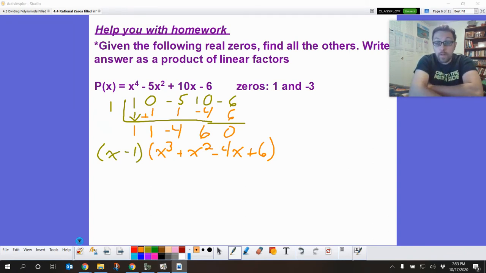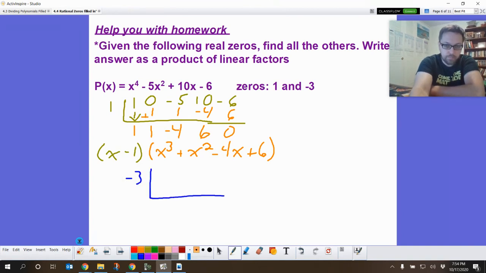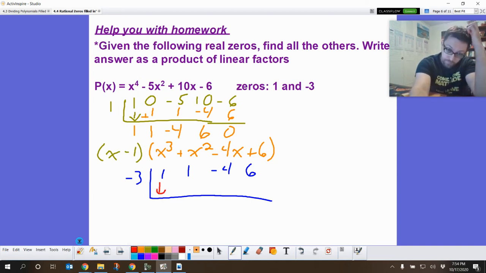All right. I'm going to go one step further. I want to get rid of that -3 next. So I've got my zero of -3. Grab my coefficients, 1, 1, -4, and 6 again. All right, here we go. So drop the 1. Get -3, and that's going to be -2. This is going to be 6. -4 plus 6 is 2. That's -6. And I got 0 again.